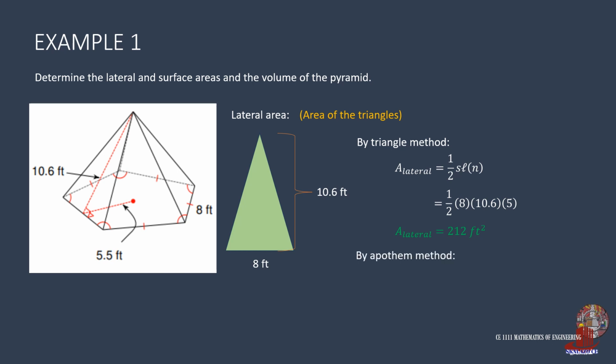Through the apothem method, the lateral area of the pyramid is half of the perimeter times the slant height. The perimeter is 5 times the side length of 8 feet, giving 40 feet. So the lateral area is then half of 40 times 10.6, also giving 212 square feet.